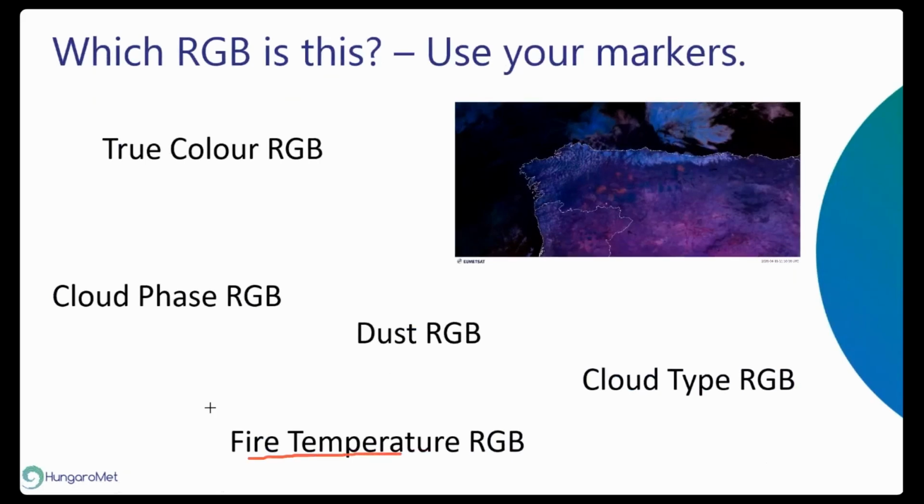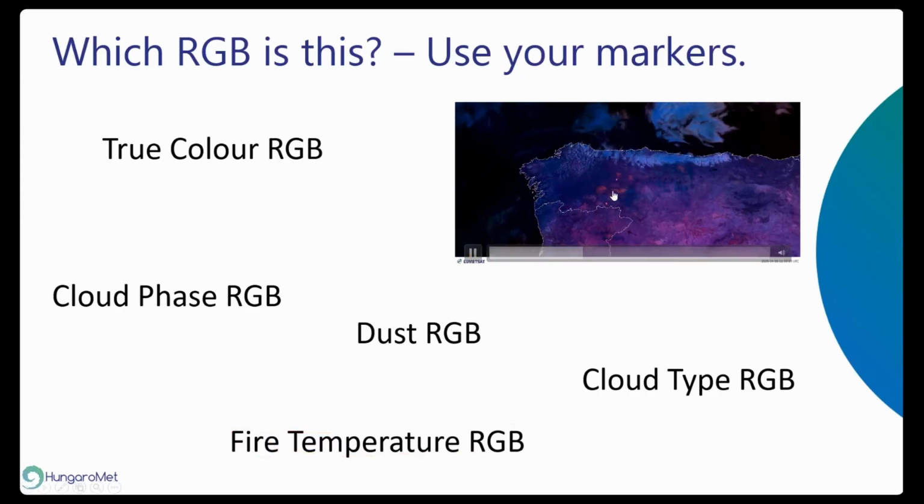Is it the true color? Is it the cloud phase, the dust, cloud type, or the fire temperature RGB? I see all of you already know the fire temperature RGB, which is very good. So yes, indeed, this is the fire temperature RGB, which is very good to observe fires, as we have seen in two places in Spain. Here we have one of the fires, and here we have the other fire.